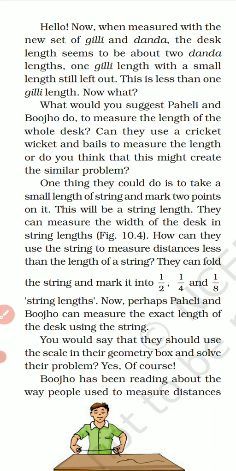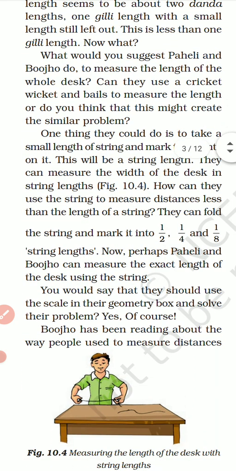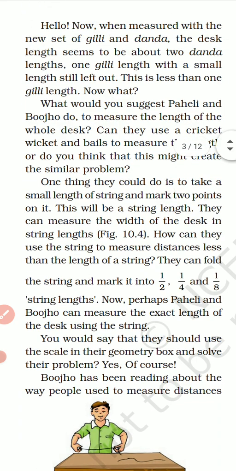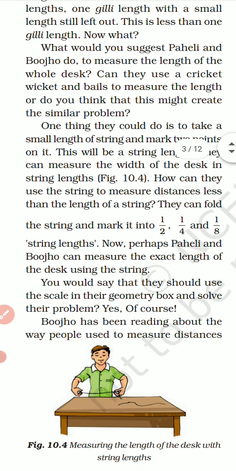Now what? What would you suggest Paheli and Bujo to do to measure the length of the whole desk? What would you do? Or do you think that this might create the similar problem? Can they use the desk, cricket wicket and bells to measure the length, or do you think this might also create the similar problem? Can they use the wicket and bells?